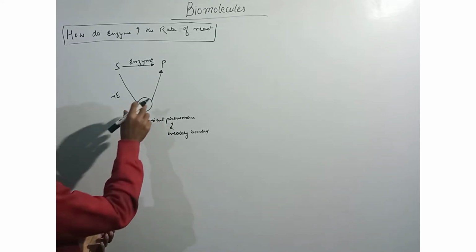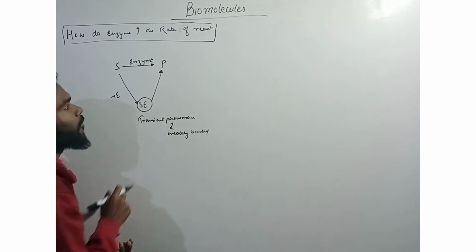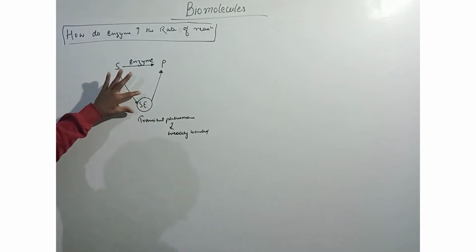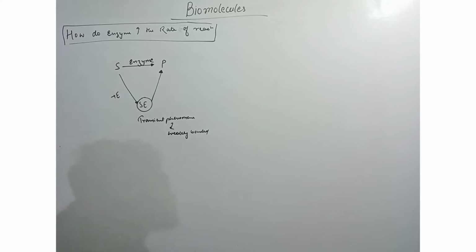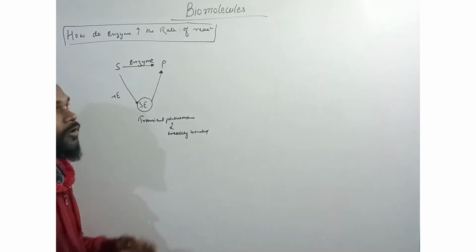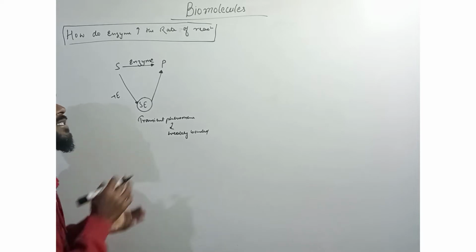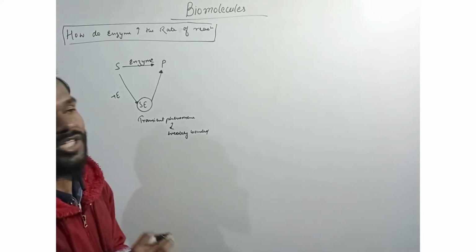Now, after the formation of the substrate enzyme complex, it will form another intermediate stage, that is the product enzyme complex. Followed by that, the product will form and the enzyme will remain as such. Now this enzyme is ready to catalyze the next reaction.